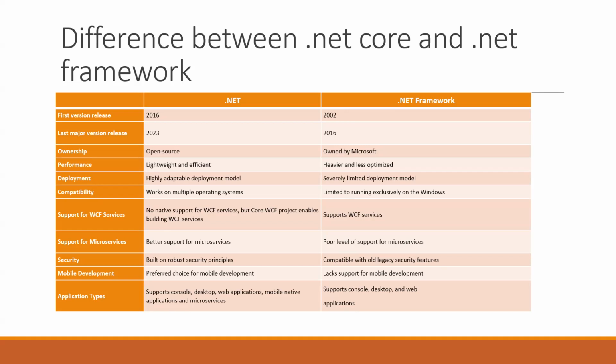There are still some similarities. Even though they have plenty of differences, they do share some similarities as well. They both are Windows-based. They provide access to .NET Standard libraries, which define a set of APIs that are common across all .NET implementations. Both provide significant object-oriented programming support and share concepts such as base class libraries. The libraries can be used in both .NET Framework and .NET Core. So these are some similarities of .NET and .NET Framework.